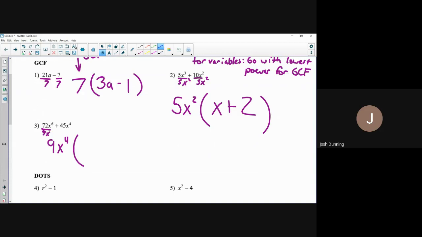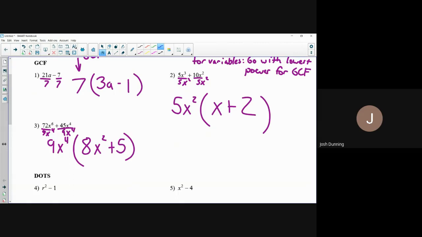So we'll divide by our GCF. 72 divided by 9 is 8. For the exponents you're dividing, so you subtract them. You can also think, I have 6 powers of x. I'm factoring 4 out. That leaves you with 2. And then 45 divided by 9 is 5. And your x is canceled. So that was a quick little review of GCF factoring.